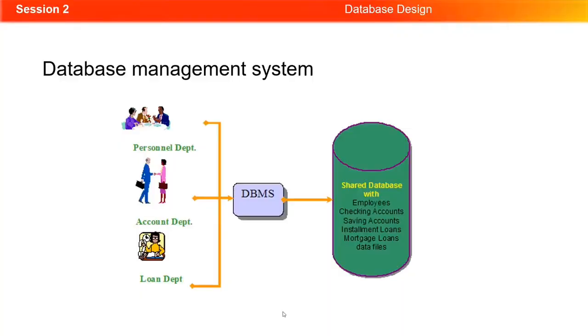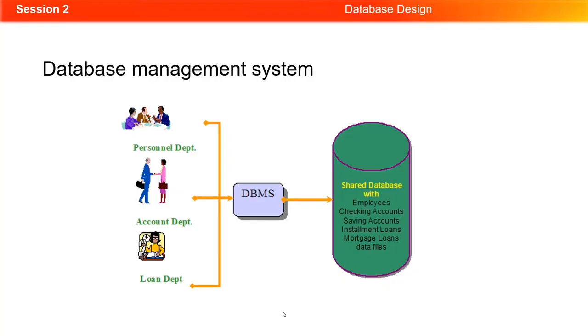And again, we see here illustrated a little clearer our database management system. So we have our personnel, we have our accounting department, and our loan department. And the database management system is able to manage different databases for these different departments. And there are going to be different entities that will be tracked within different databases within the database management systems.